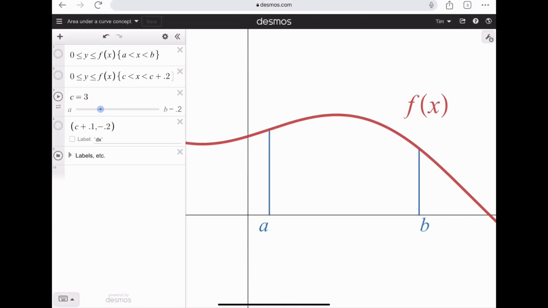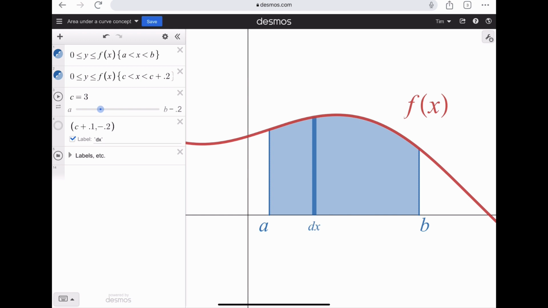All right, so here we have some generic looking function. We want to find the area from x equals a to x equals b. The area looks something like that. That's the area under the curve. Now, I want to imagine taking one representative slice of this area. Here's a representative slice. The width of this slice is dx.